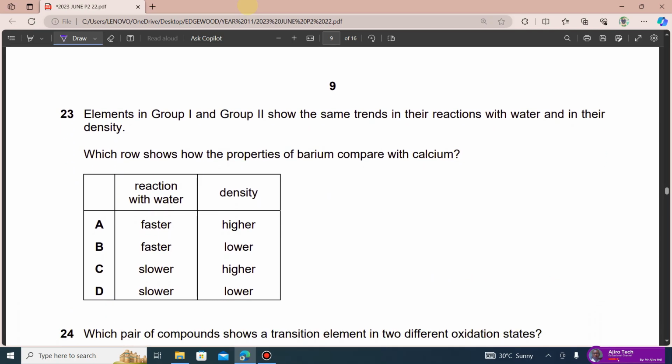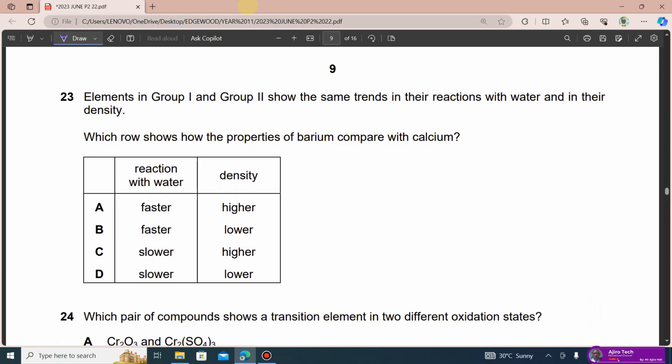Elements in group 1 and group 2 show the same trends in their reactions with water and in their density. So which row shows how the properties of barium compare with calcium? Now, if you check the periodic table, you see that barium and calcium both belong to group 2. And from the knowledge of group 2, you see that their reactivity is simply faster, and their density is also higher as we go down the group.